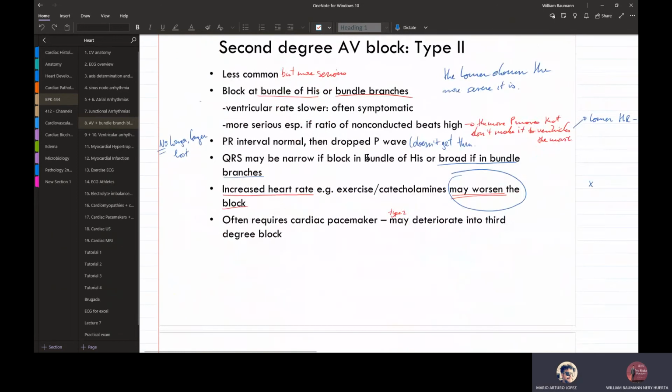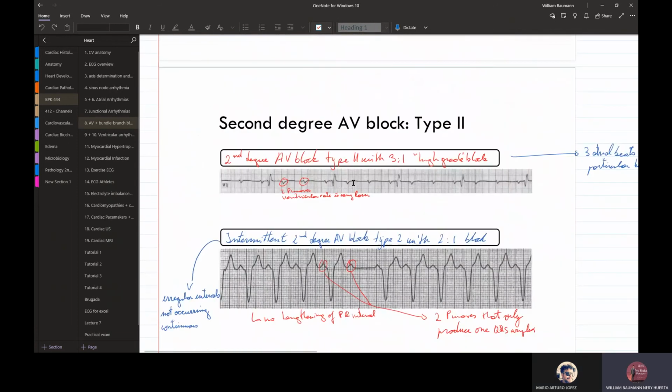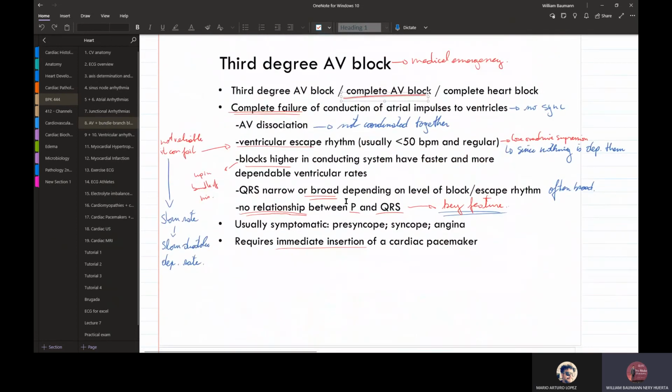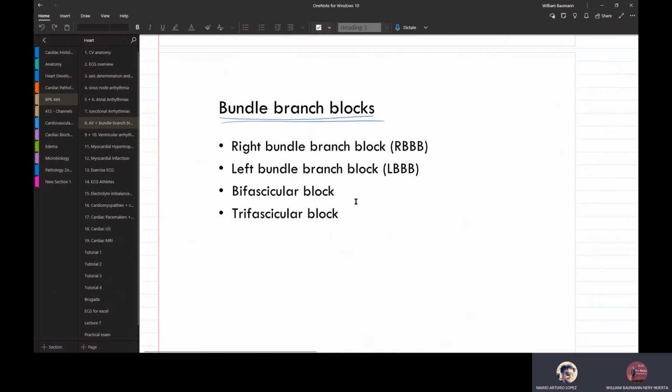Type two means that you get 3 to 1 or 2 to 1, but one of them is conducting, whereas in type three you have no conduction. There's no rhythm. There's no pattern. Exactly. Awesome. Now let's go through bundle branch blocks.